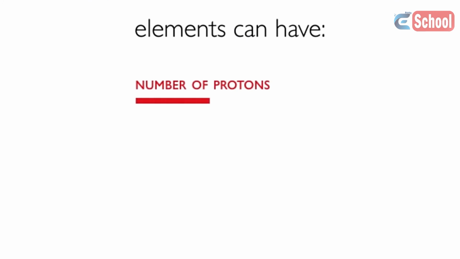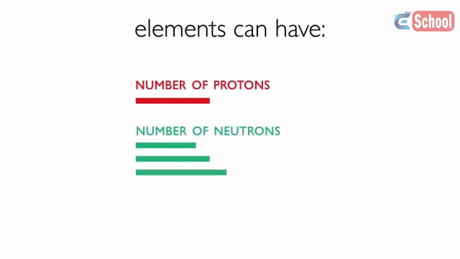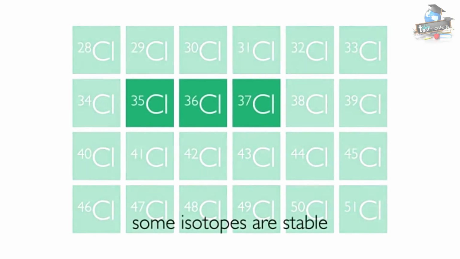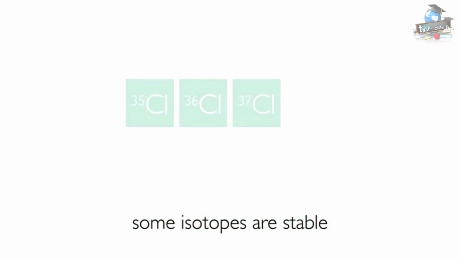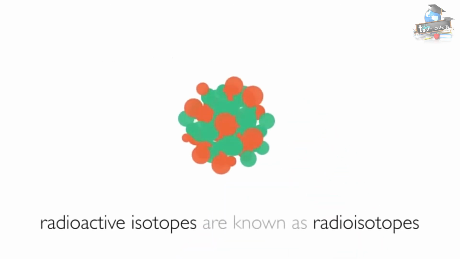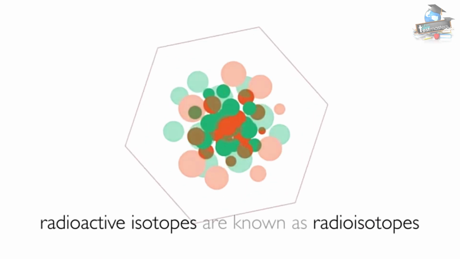So, as you can see, isotopes are important in modern science, and so we'll finish with a summary of the key points. Isotopes of the same element have the same chemical properties. Some isotopes are stable. Isotopes that are unstable are radioactive. Radioactive isotopes are also known as radioisotopes.